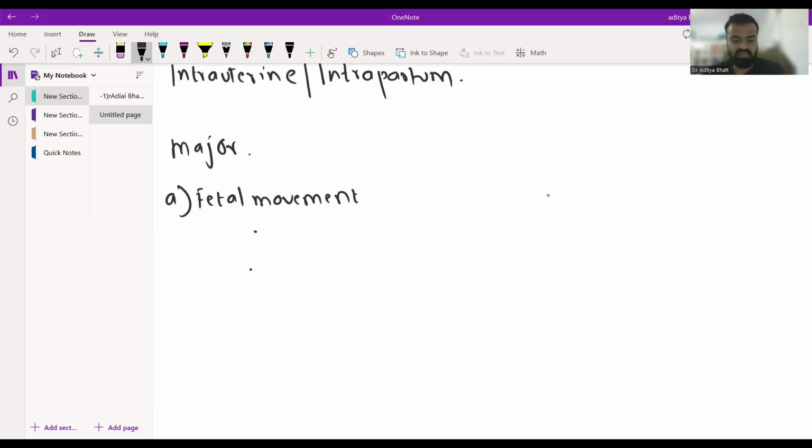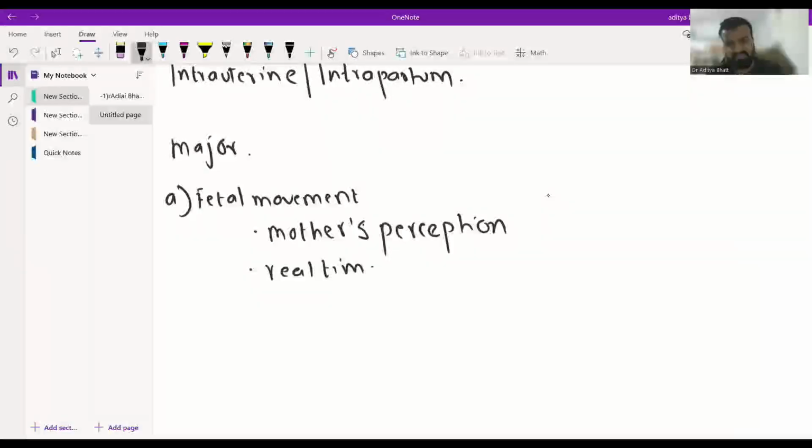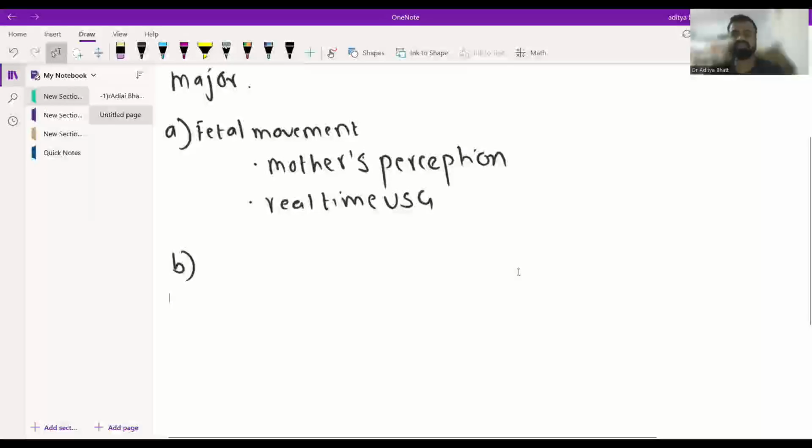So there are two ways. One is the mother's perception, that the mother is telling that the fetus is moving inside. A majority of IUFD cases might come to you with the mother saying that till yesterday or till 2 days ago she was able to feel the movement, but since some time she is not able to feel that the fetus is moving inside. So the mother's perception is an important marker. Second is a real-time USG, where you do USG and you see the fetus moving inside. If you go into more detail, then obviously you can see the cardiac activity that is there, fetal echo. So, real-time USG can be done.